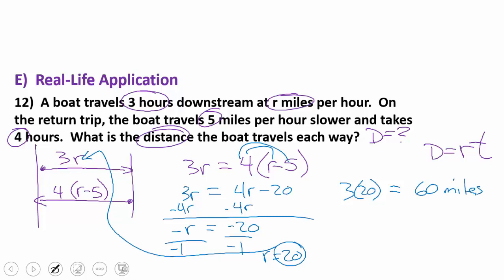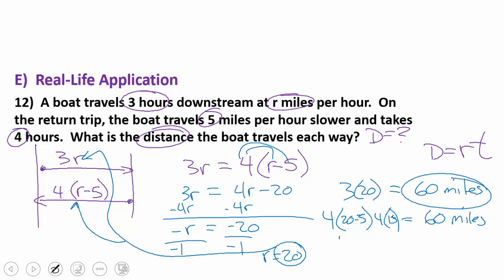Let's see if it works going back the other way if we put it into the second one. So 4 times 20 minus 5. That's 4 times 15. That equals 60 miles. So how far did we travel? 60 miles. Outstanding. More ways we have to think, people, and I know you can all do it. I know you can do it.